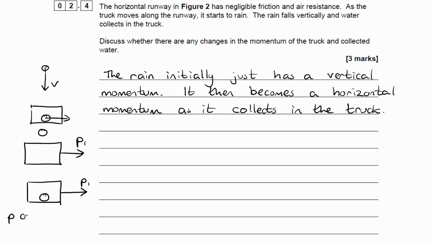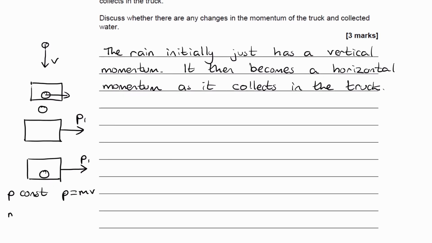So P is constant. But then the mass of the truck is increasing as it gains rain, as the rain collects in the back of it. Mass goes up, and therefore the velocity should decrease when looking at this equation. If P is constant, if mass goes up, therefore velocity must go down to keep momentum constant. And that will form the second part of our answer.